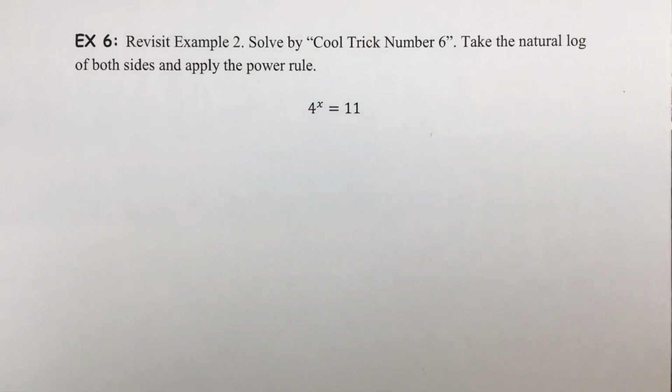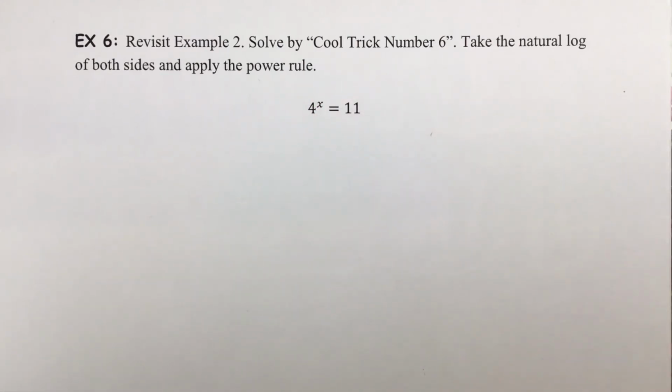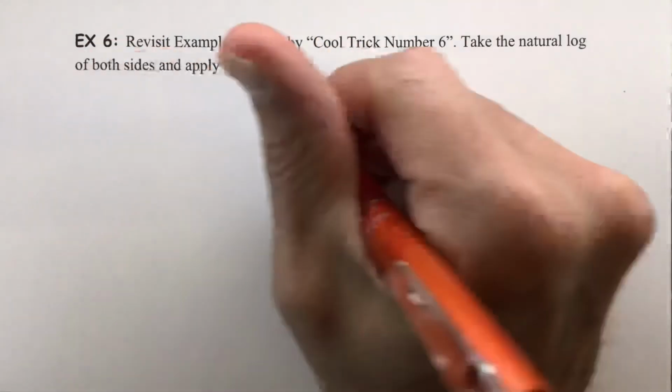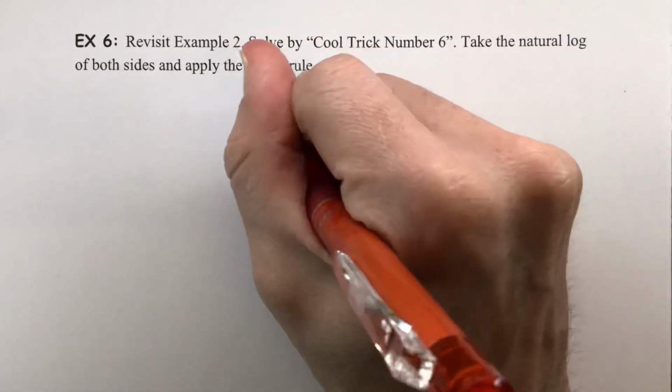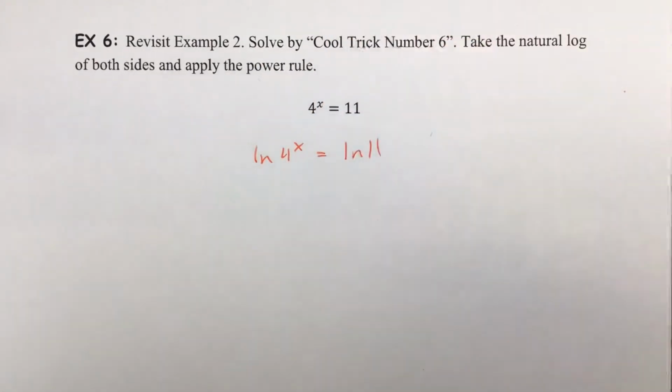For example 6, I have an alternative method for solving for an exponent, which I refer to as cool trick number 6. All right, so we've already solved this before, and we know the answer to it, which was 1.73. Okay, what I'm going to do here for cool trick number 6, I'm going to take the natural logarithm of both sides. Okay, so I'm going to write this as the natural log of 4 to the x power is going to be equal to the natural log of 11. Okay, balancing method, everything is fair.